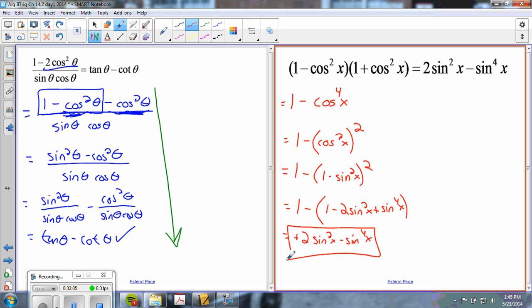Now, I think that's the worst way of going about it. It works if you can follow this foiling. I actually had to foil this guy right here. What's better is to take your 1 minus cosine squared and make it a sine squared.